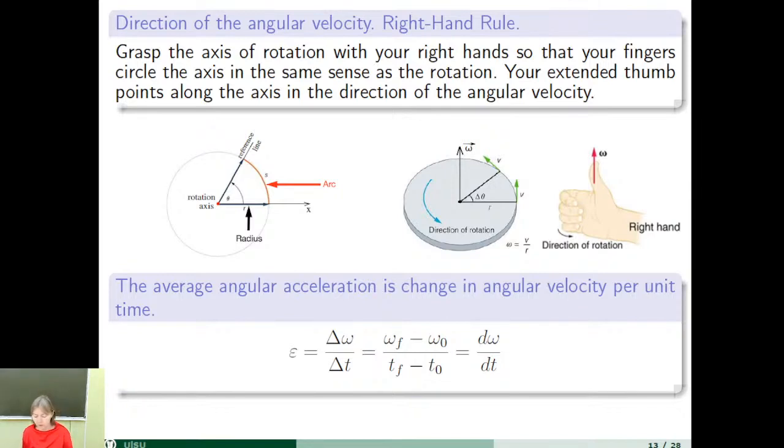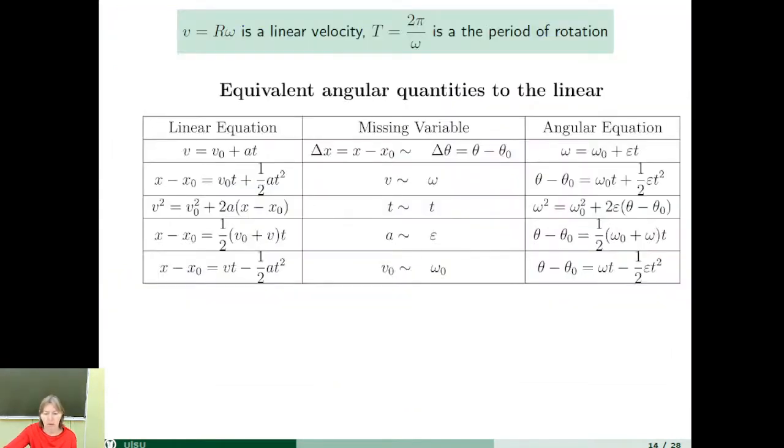In pure translation, motion with a constant linear acceleration is an important special case. In pure rotation, the case of constant angular acceleration is also important, and a parallel set of equations holds for this case also. We shall not derive them here, but simply write them from the corresponding linear equations, substituting equivalent angular quantities for the linear ones. And look at these tables.